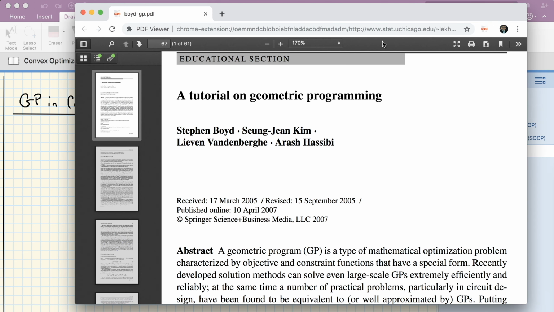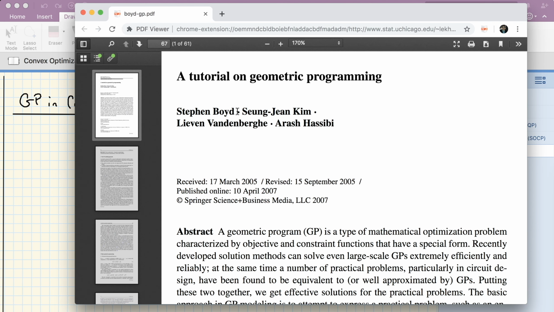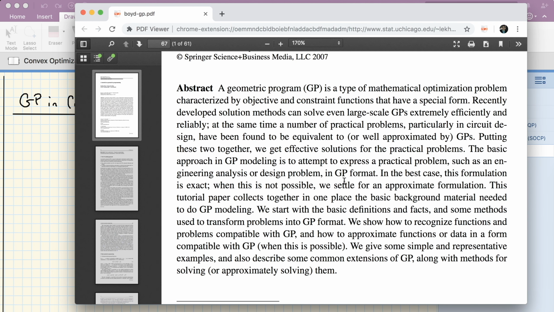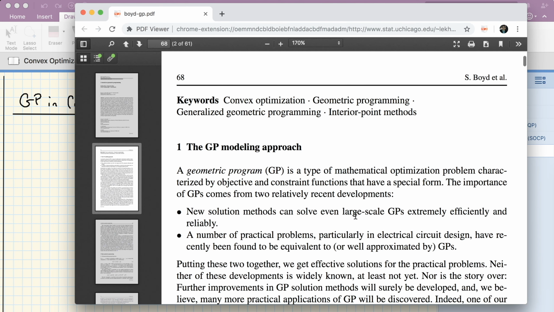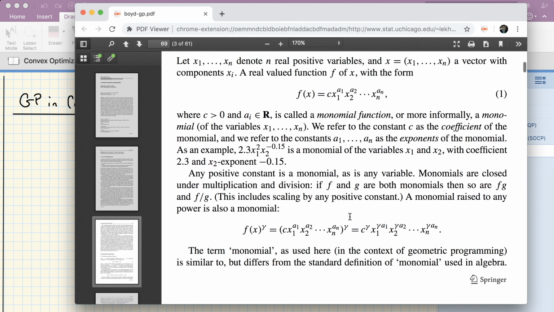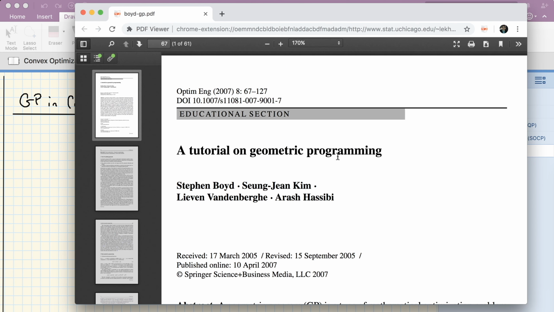So here's a very nice tutorial on geometric programming by Stephen Boyd, Seung-Jean Kim, Lieven Vandenberghe, and Arash Hassibi. They've done a really good job explaining very clearly how GP modeling is done, what a GP is, its applications, and many more. So the interested reader is referred to this tutorial.